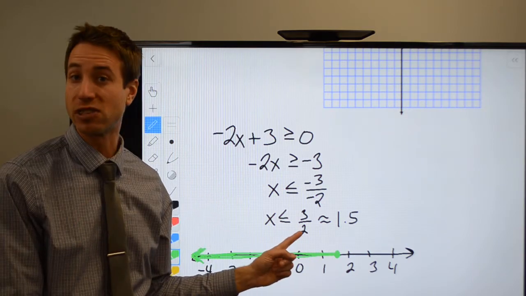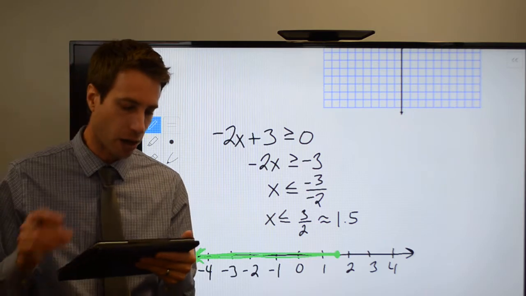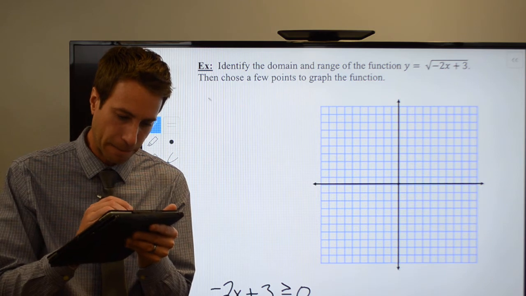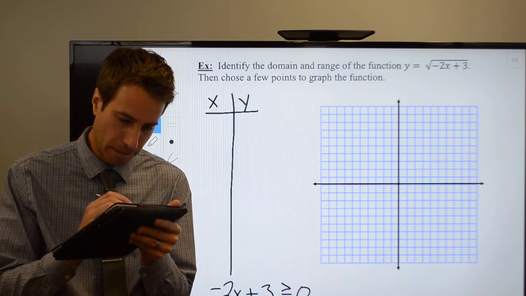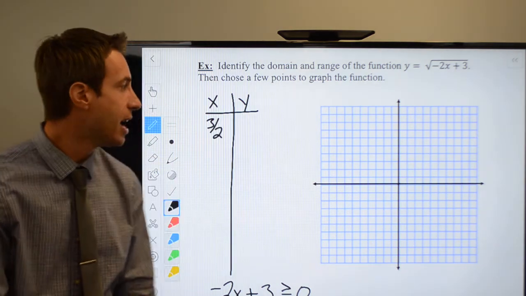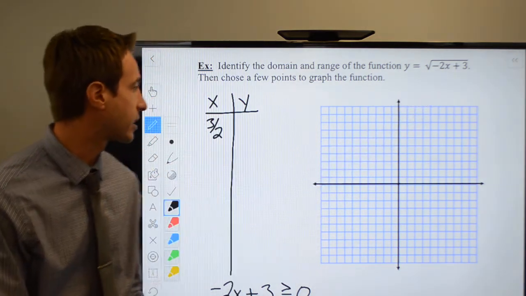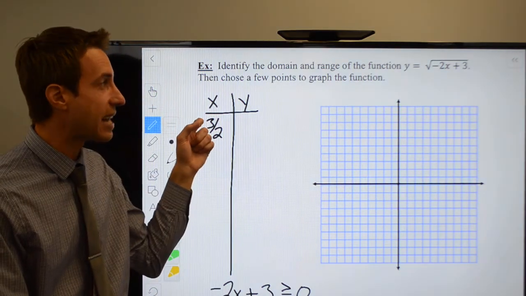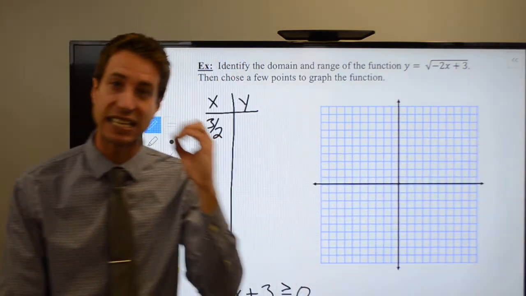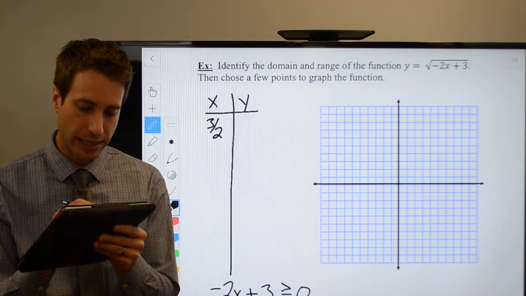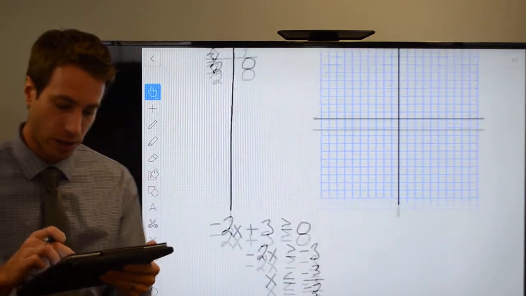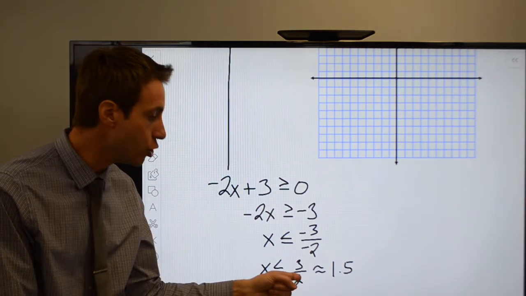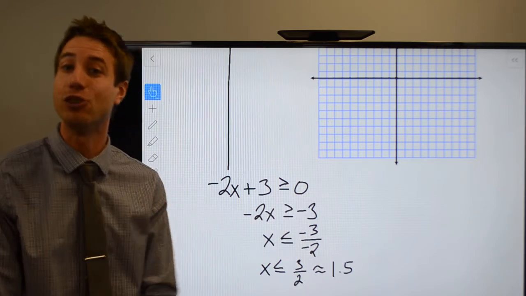Now, we've already found the first number that I'm going to plug into my table. So let's go ahead and plug 3 halves into my table. Let me get it set up. 3 halves is going to be the first number in there. And there we go. We plug 3 halves in for x. Negative 2 times 3 halves. The 2's are going to cancel, leaving me with a negative 3. Negative 3 plus 3 is 0, and the square root of 0 is 0. But then, guys, look, I already knew that. I set it equal to 0, and I solved and got 3 halves. So I knew plugging in 3 halves was going to get me 0. I knew that was going to happen.